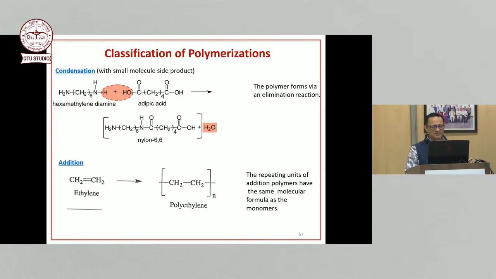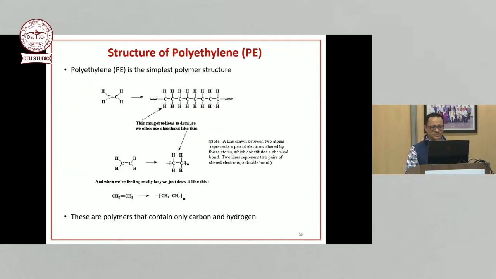Condensation has this byproduct, while an addition reaction just has this addition. These are different ways to represent a polymer. You have carbon, carbon, carbon, let's say, going on. You can have an n group showing how many repeating units there are. So there are different ways to show a polymer material.